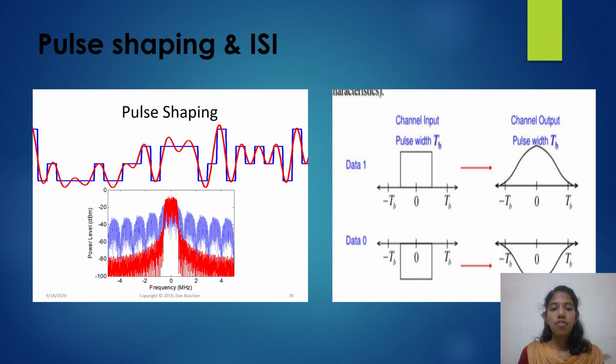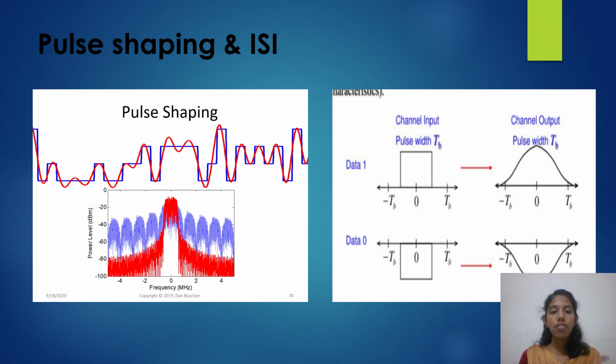The first diagram is the pulse shaping graph. The graph shows how pulse shaping helps control the signal's frequency and power. The blue and red curves represent signals before and after pulse shaping. Pulse shaping smooths the edges of digital pulses, reducing sudden jumps in the waveform. This helps limit the bandwidth and reduce signal overlap.